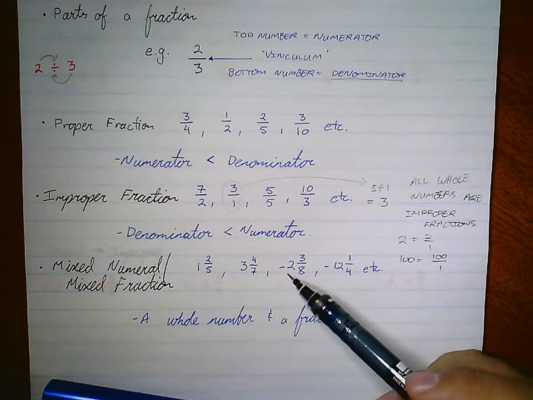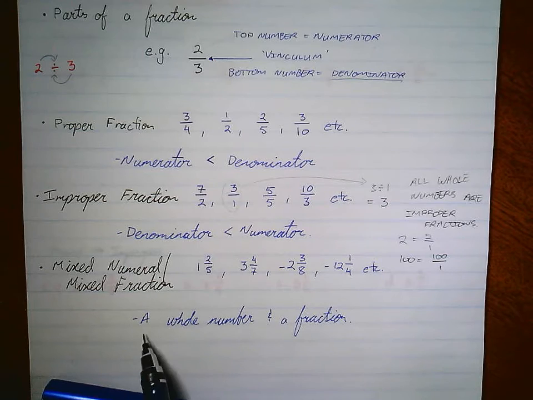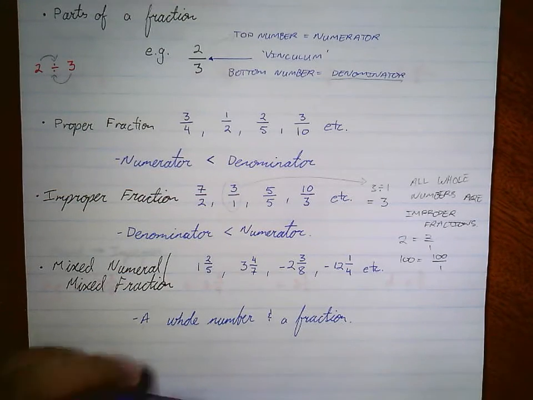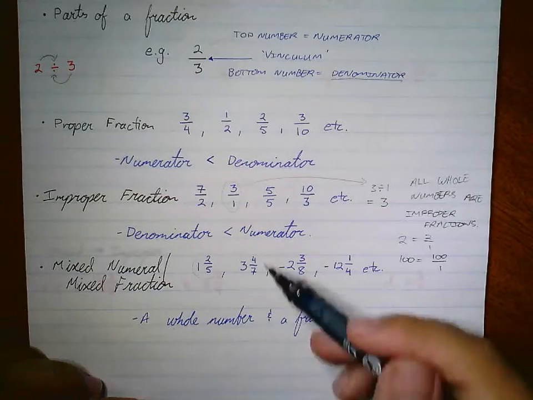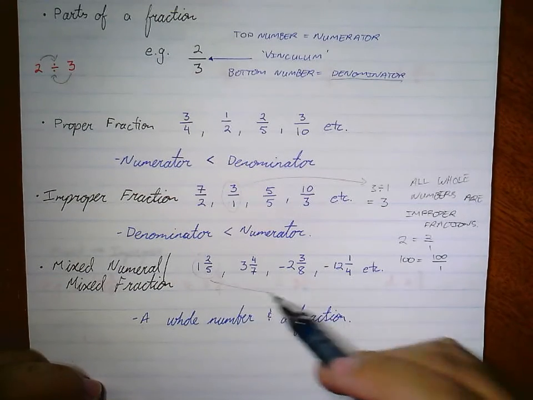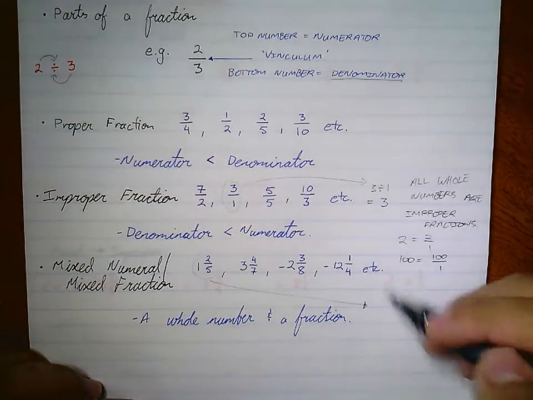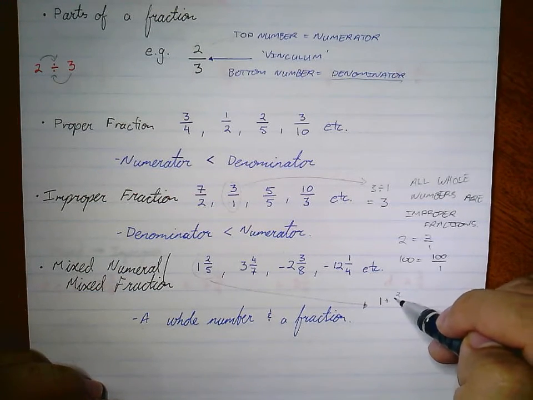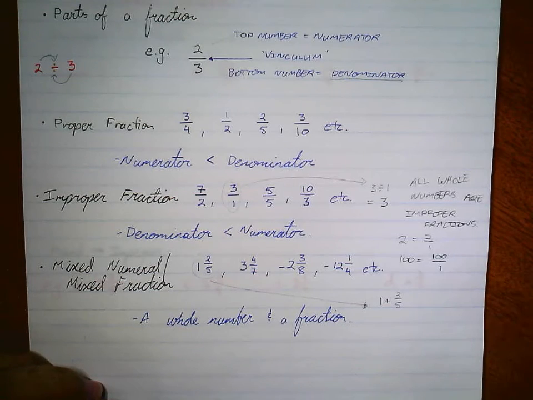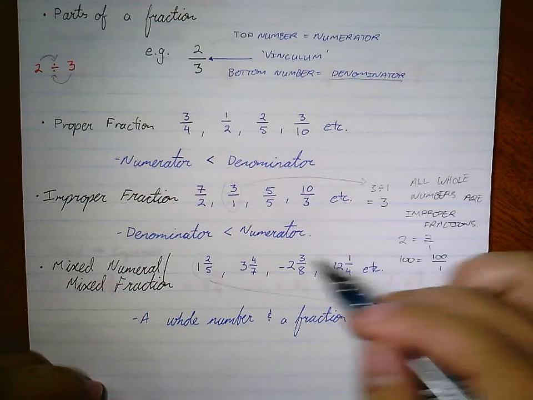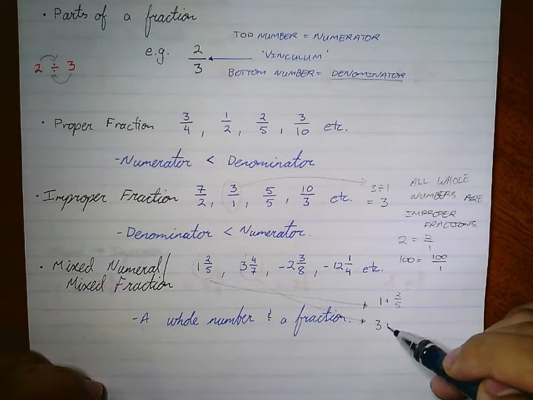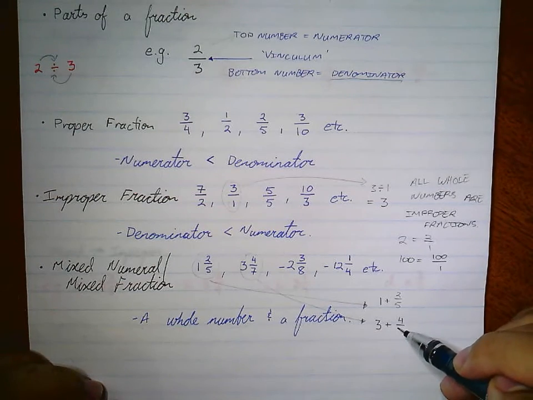Okay, and just to finish this off, a mixed numeral has a whole number and a fraction. And just so that you understand, all of these mixed numerals, I'll draw your attention here, can actually be written as 1 plus 2/5. Okay, this one here is written as 3 wholes and 4/7.